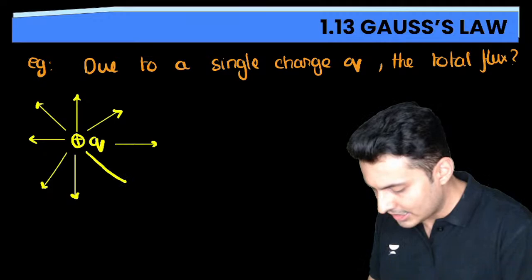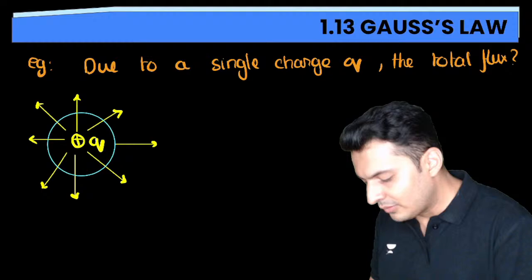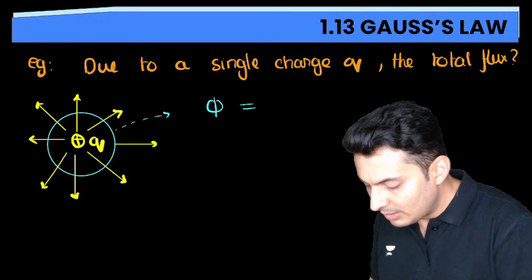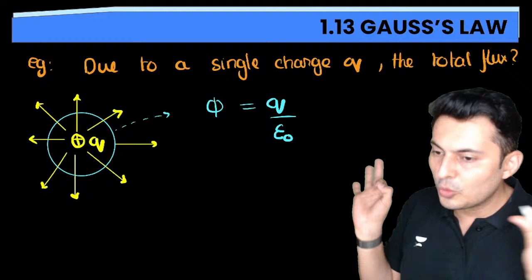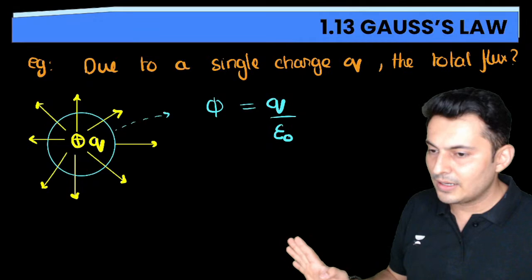So if you draw a Gaussian surface, for this surface the total flux will be the charge inside, which is Q, divided by epsilon naught. That's it. It's Q by epsilon naught. Very good, Sakshi. Very good, Mohana. Excellent, Gautam Raj. That's the answer. Very good. Nothing else. Awesome.